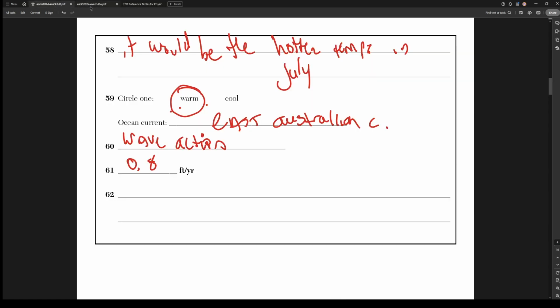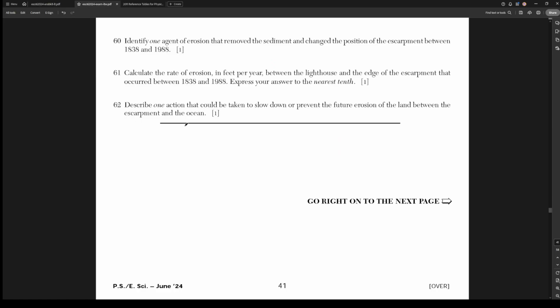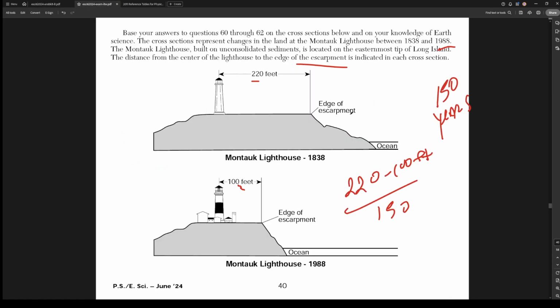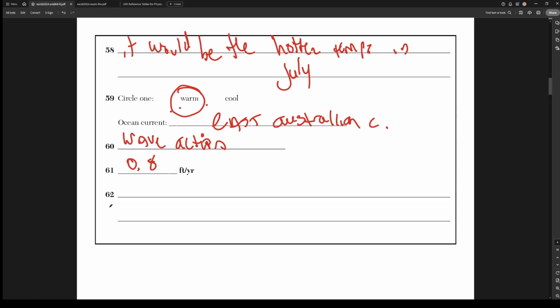And then 62. Describe one action that can be taken to slow or prevent the erosion of the land between the escarpment and the ocean. So if you wouldn't want this to be eroded back, I would build some sort of wall in the ocean that would kind of eat the waves, essentially, to stop the waves. So I would say build some type of wall. You could say build a jetty. That sounds good.